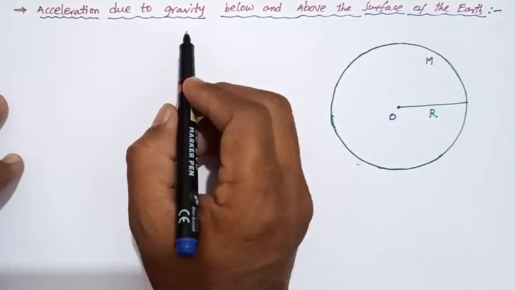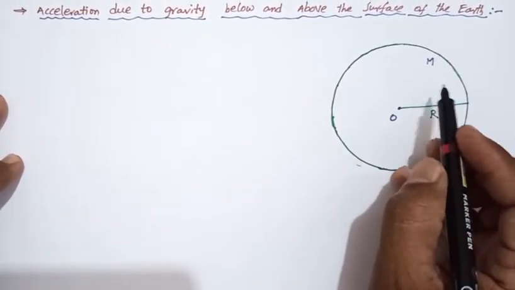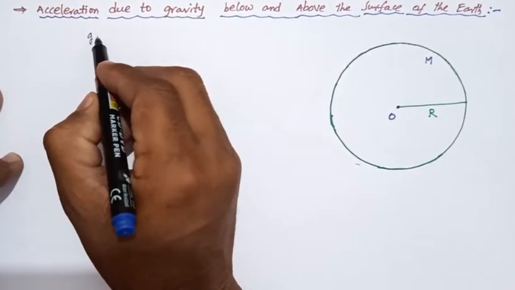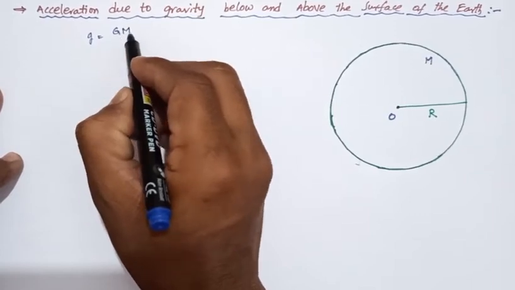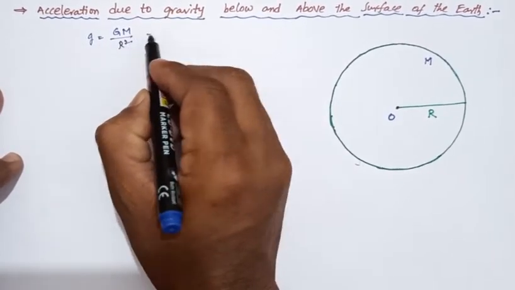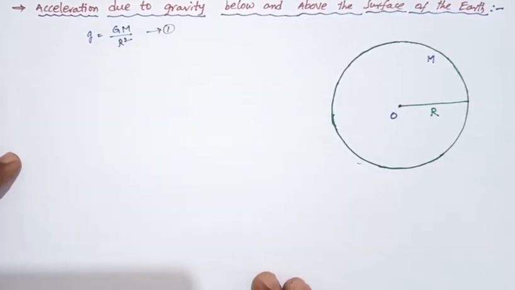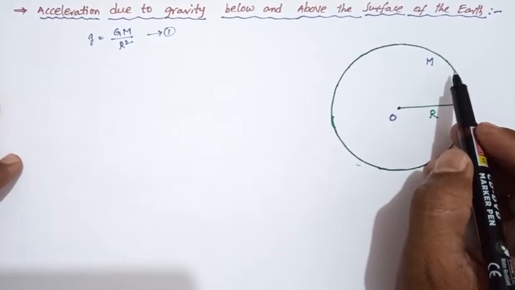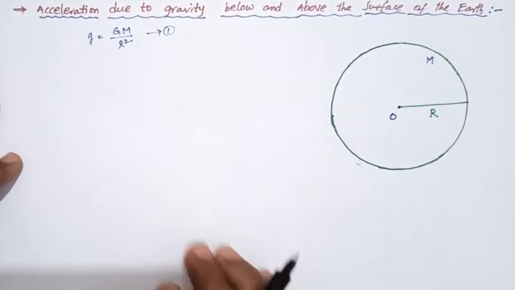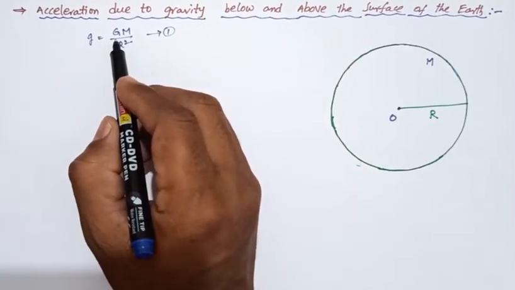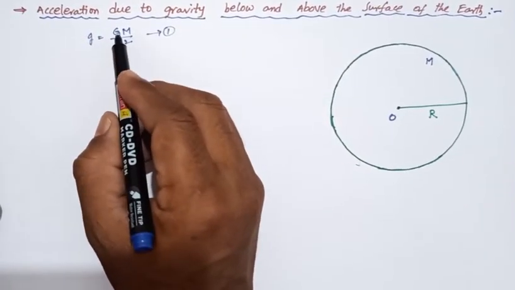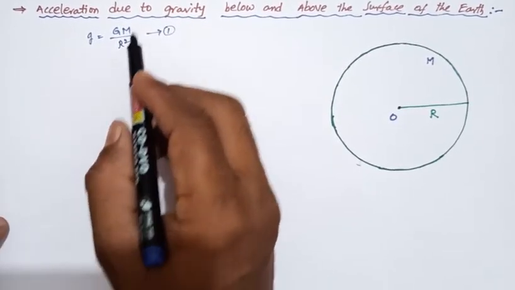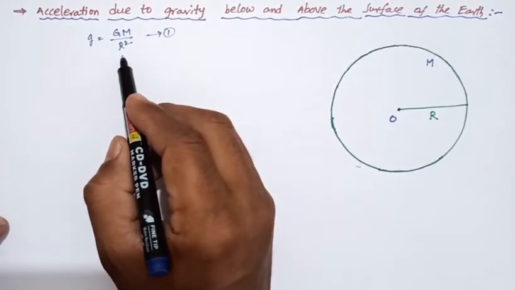So what is the acceleration due to gravity? Acceleration due to gravity on the surface of the earth, that is g equals GM by R square. We know that, equation number 1. Acceleration due to gravity on the surface of the earth, g equals GM by R square. Here G is a constant, the universal gravitational constant, G equals 6.67 into 10 to the power of minus 11 Newton meter square per kg square. M is the mass of the earth and R is the radius of the earth.